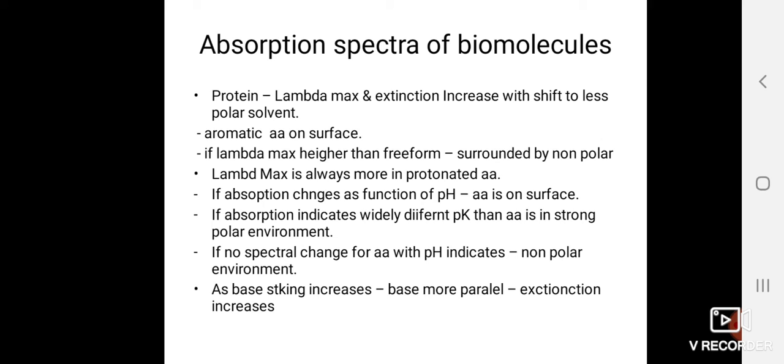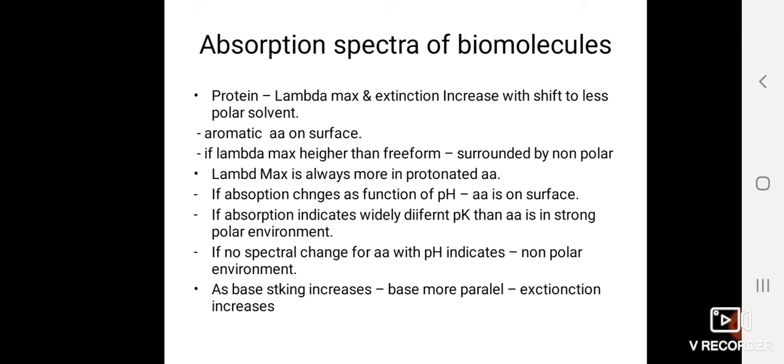Aromatic amino acids, it shows that aromatic amino acids are on the surface. If the lambda is higher than the free form, then it indicates that it is surrounded by non-polar substances. And lambda is always more in the case of protonated amino acids if they are present on the surface. If the absorption changes as a function of pH, then we can say negatively charged amino acids are present on the surface. And if absorption indicates widely different pKs, then amino acids in a strong polar environment are present on the surface.